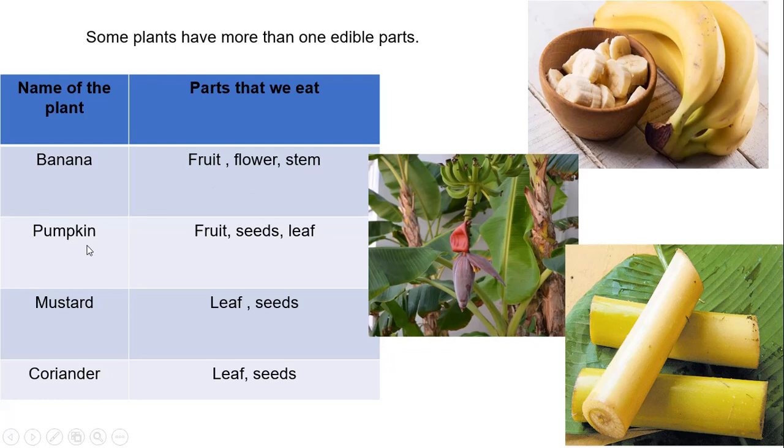In case of pumpkin also we eat the fruit, seeds and leaf. In case of mustard we eat the leaf and the seeds. In case of coriander also we eat the leaf and the seeds.